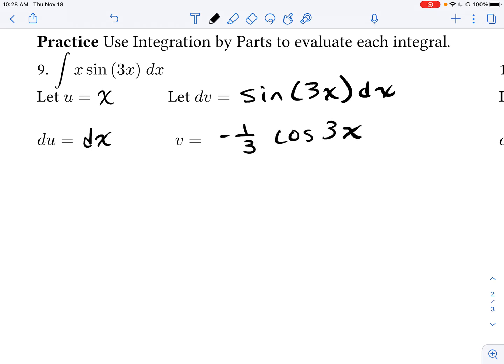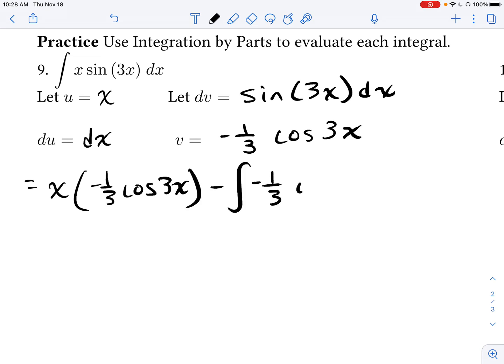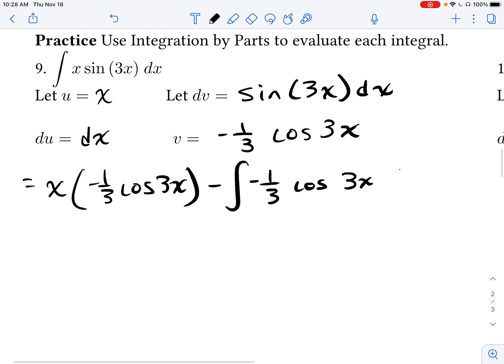So applying the ultraviolet voodoo formula, or integration by parts formula, we can say this is uv minus the integral of v du. Okay, and we can clean this up a little bit.